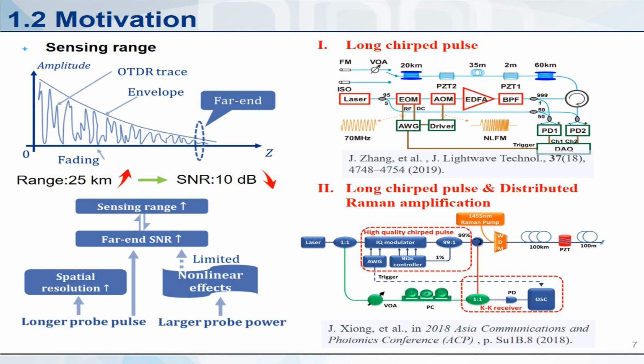The first one is to use a long chirp pulse. In that case, one can achieve 60 km sensing range with good SNR. And we can also use long chirp pulse plus distributed Raman amplification. In that case, we have achieved 100 km single-end distributed strain sensing.